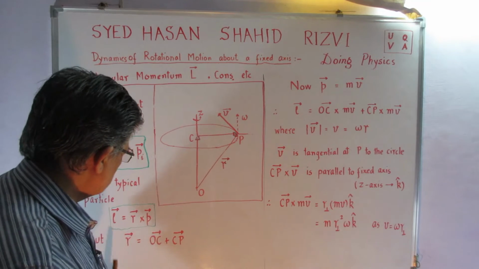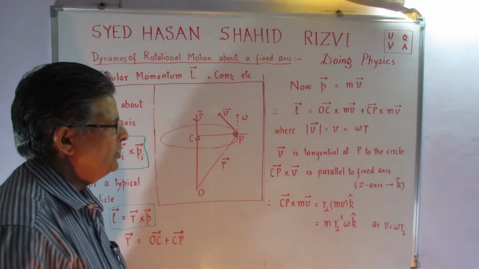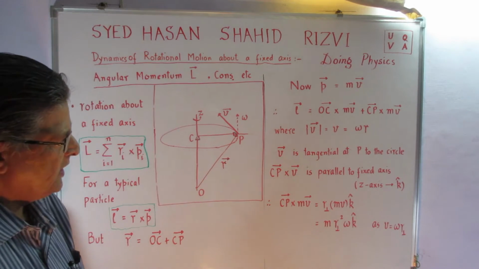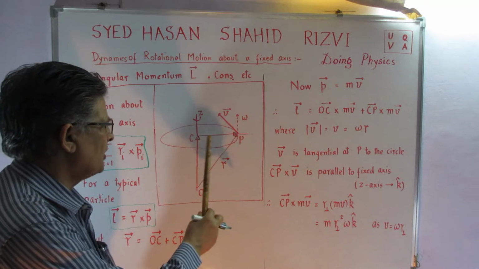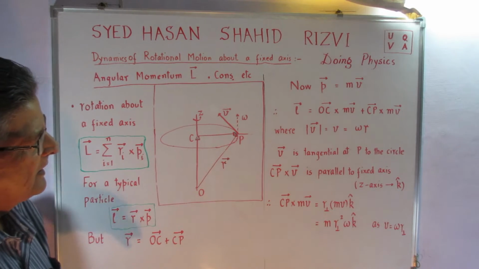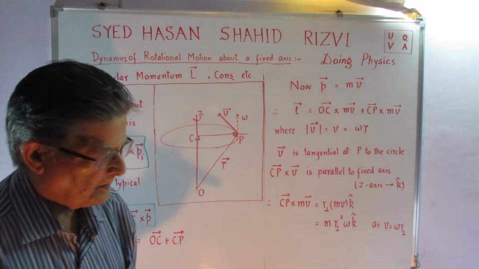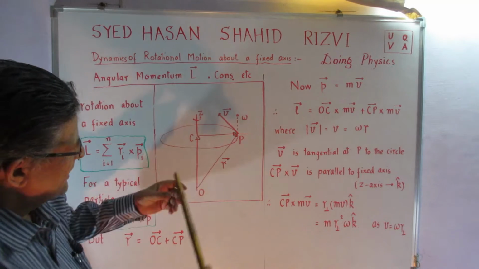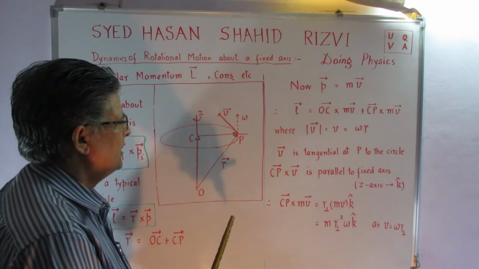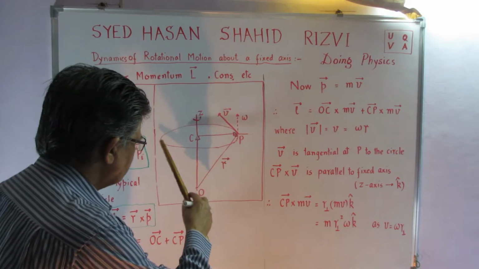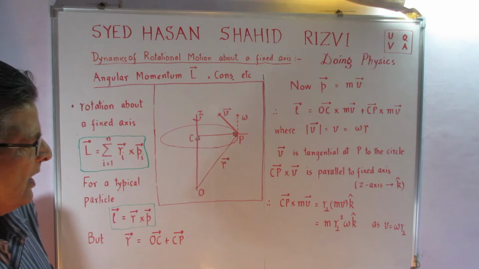Now if we substitute that here, then I get L is equal to OC cross MV plus CP cross MV, where the magnitude of the vector V is given as omega R. Of course, this vector V is tangential at P to the circle in which this motion is taking place about this fixed axis, which we have taken as the Z axis.